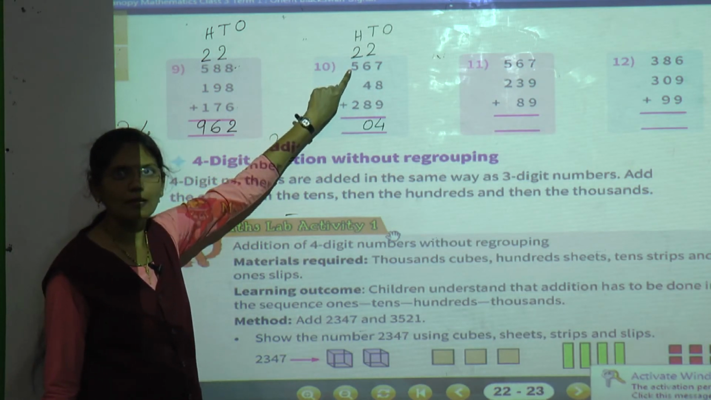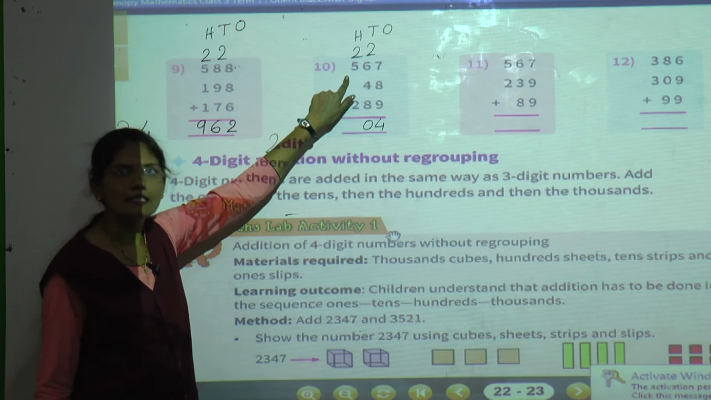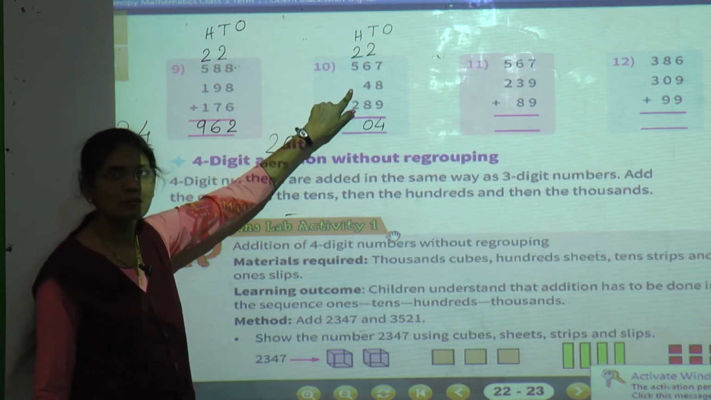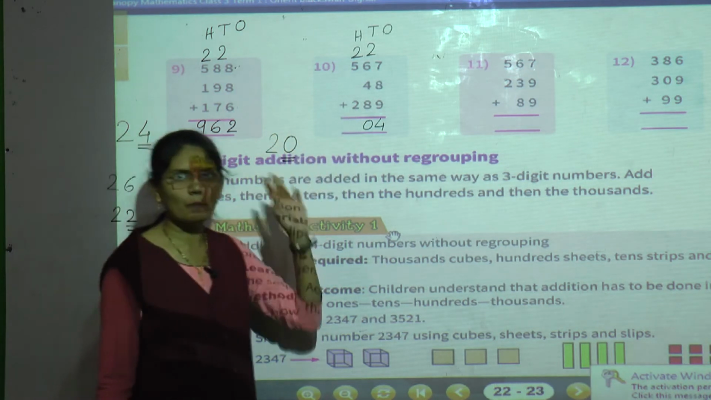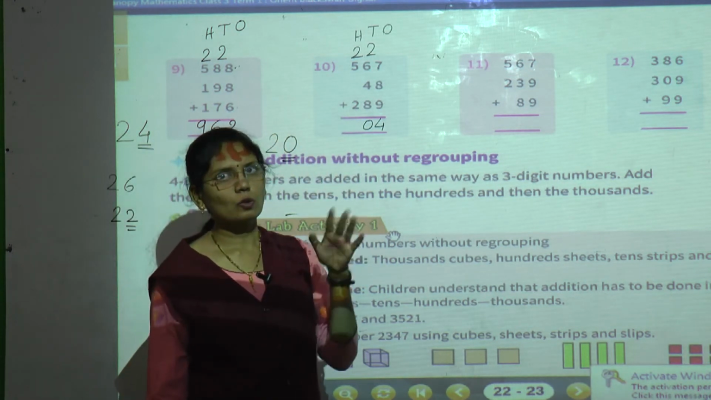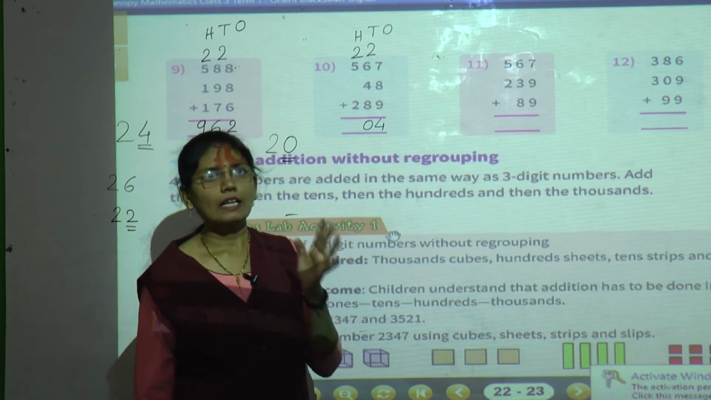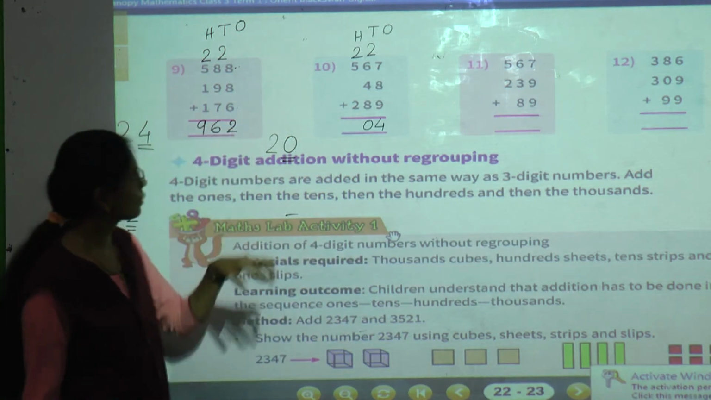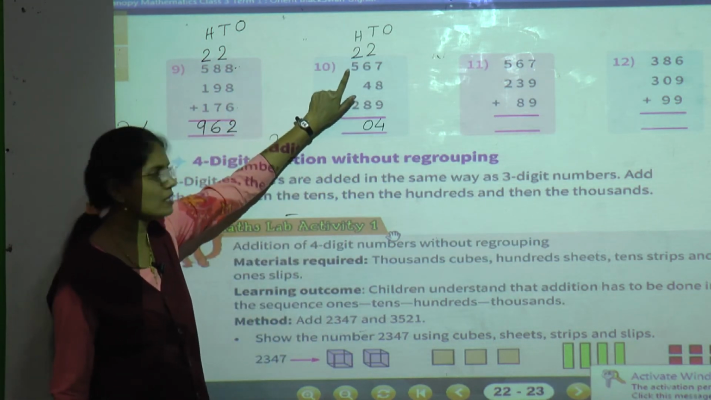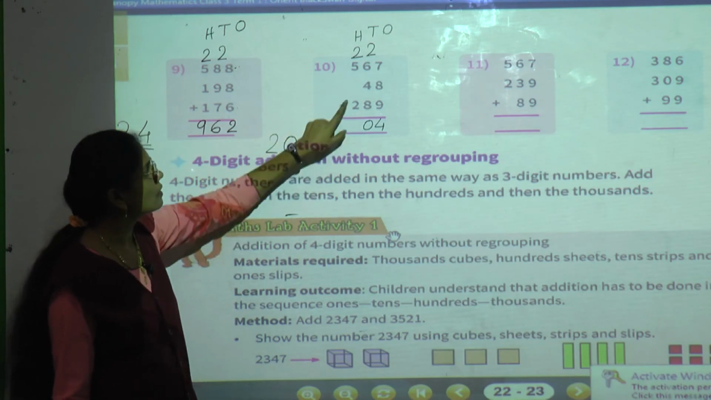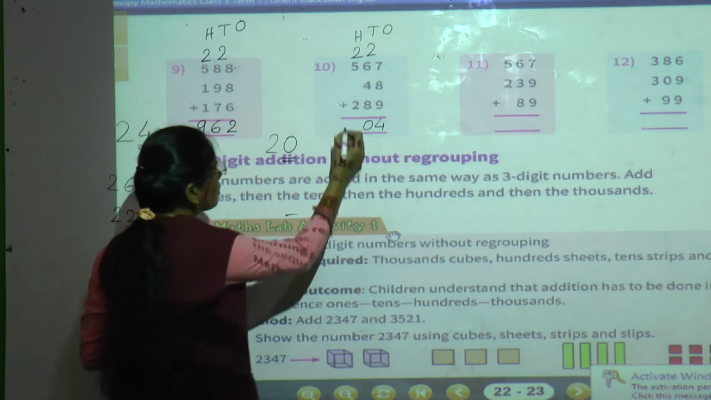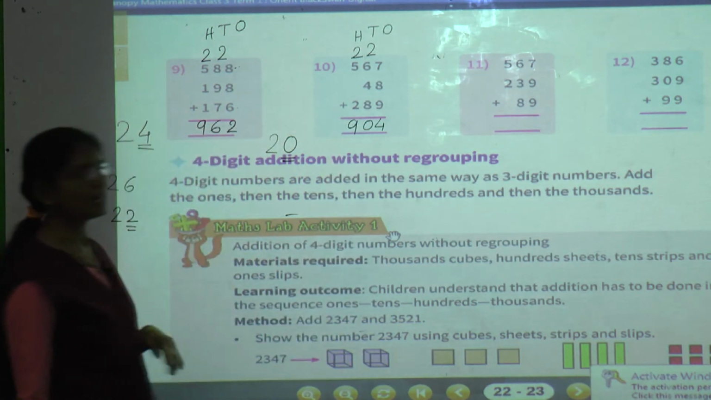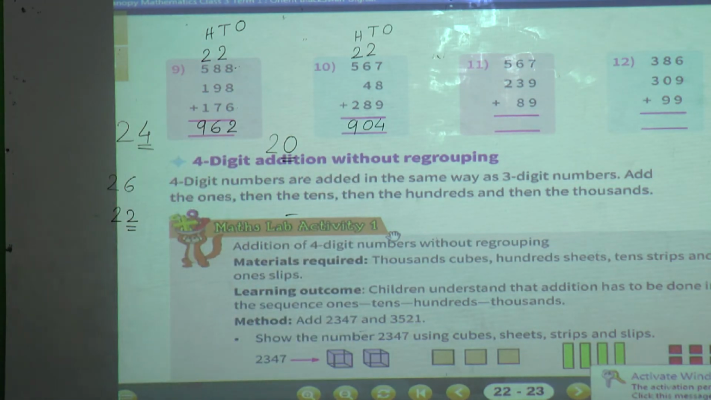Do the addition, simple addition. It is 2 plus 5, 7. Now here nothing is there, means 0. So 7 plus 0, 7. Why? Because there is a property: if we add 0 to any number, we get the same number as the answer. Okay. So 2 plus 5, 7. 7 plus 0, 7. Then 7 plus 2, 9. So what will be the answer? The answer is 904. Isn't it?